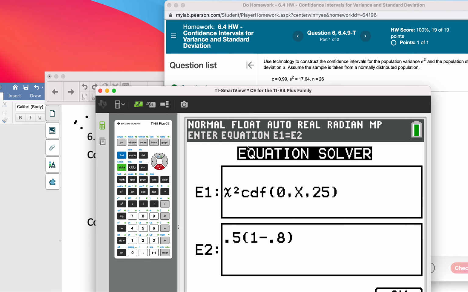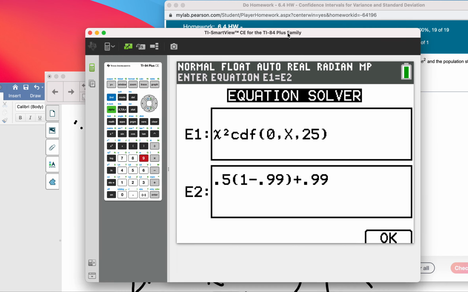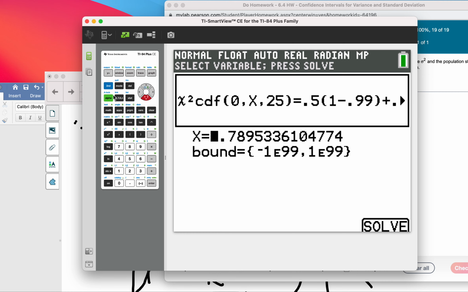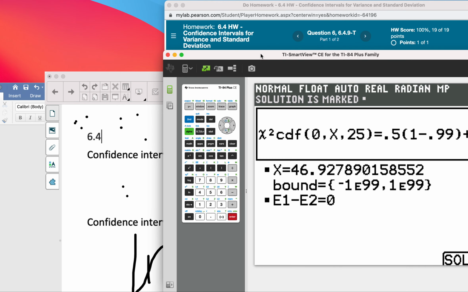Down, my confidence interval is 99. So instead of 8, I'm going to go 99. And then since I want the right side, I want to add on 0.99. Okay, so this will give me the chi-squared right. Push the down arrow, solve. Number is going to pop up here. Now, I actually need to do some more calculations, right?